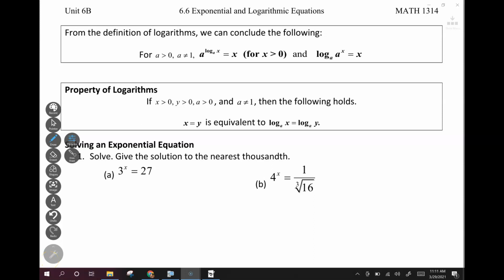Hey guys, this is 6.6. We're finally solving exponential and logarithmic equations. So a couple of definitions and properties to look at first.